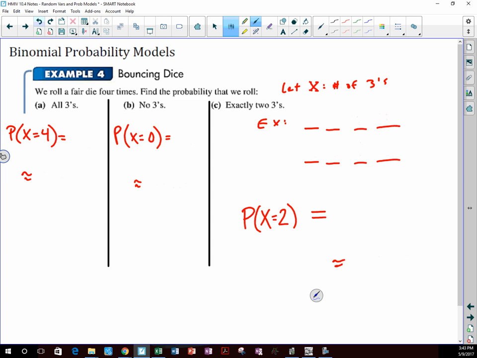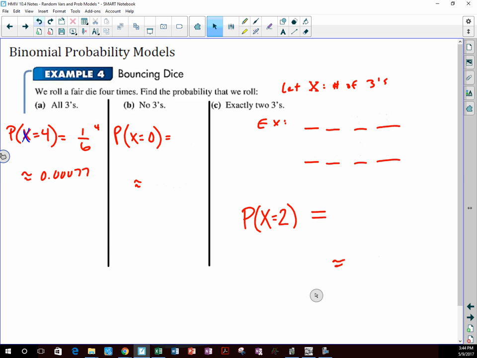The first one we're going to find is the probability that our random variable x equals 4, in other words, that we roll 4 threes. What we have here is 1/6 to the 4th, because each roll of the die is independent of the next, and the probability of rolling a 3 is 1/6. You're going to do that 4 times. The probability of rolling all threes is 1/6 to the 4th, or 0.00077. Obviously this would be the same probability as rolling all of any type of number, but we're just focused on a random variable being rolling a 3.